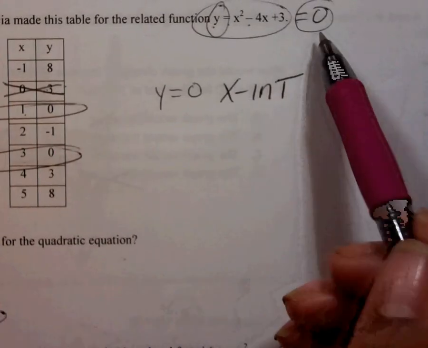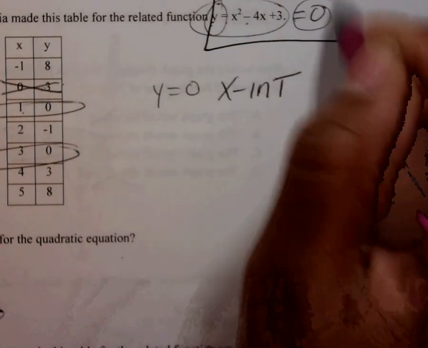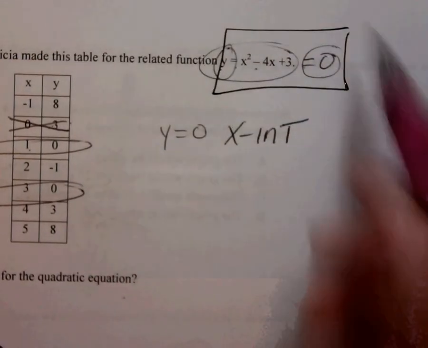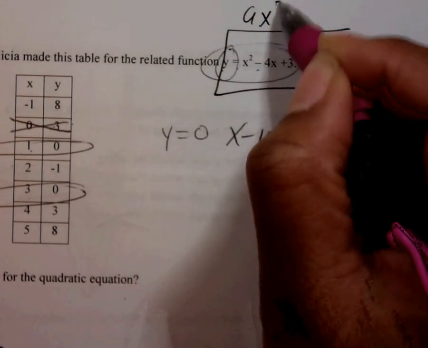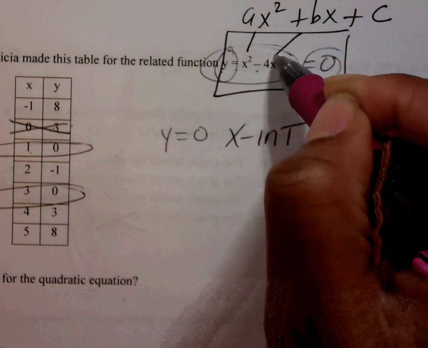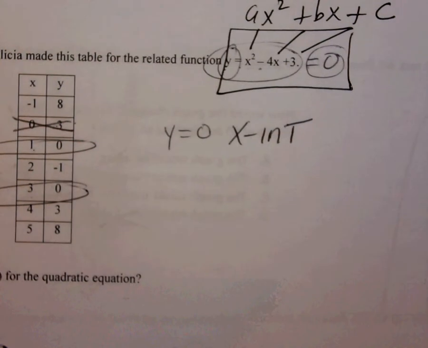Now, what does that have to do with this problem? If it's not set in this form, you can't do anything with it yet. You have to get it in standard form. That's ax squared plus bx plus c form.